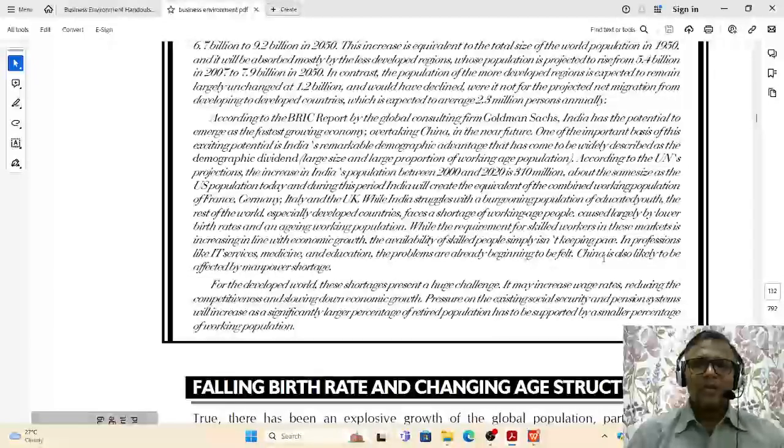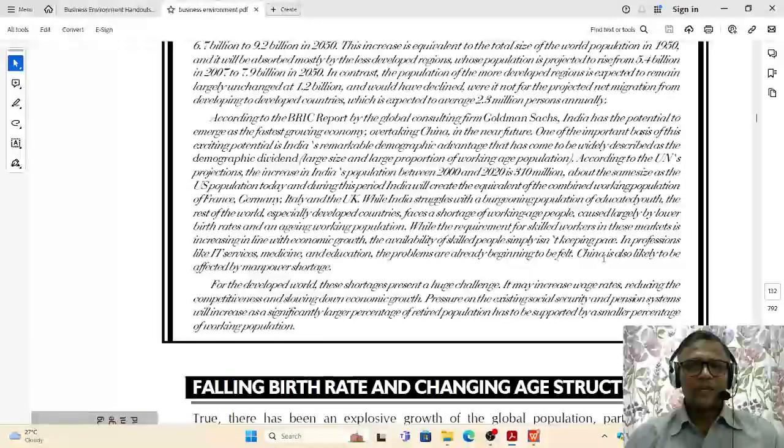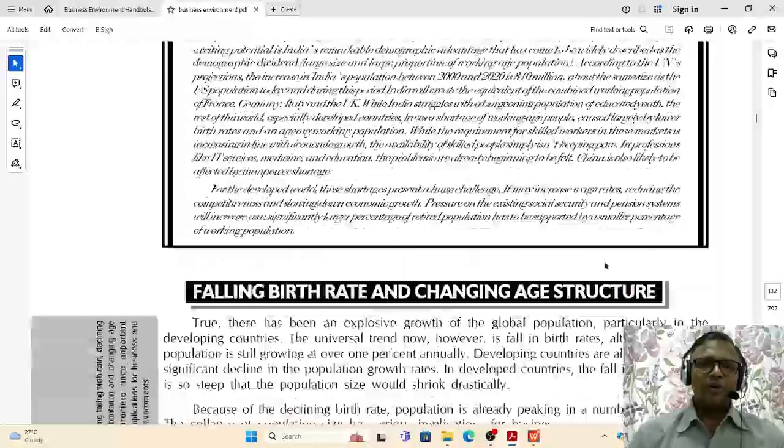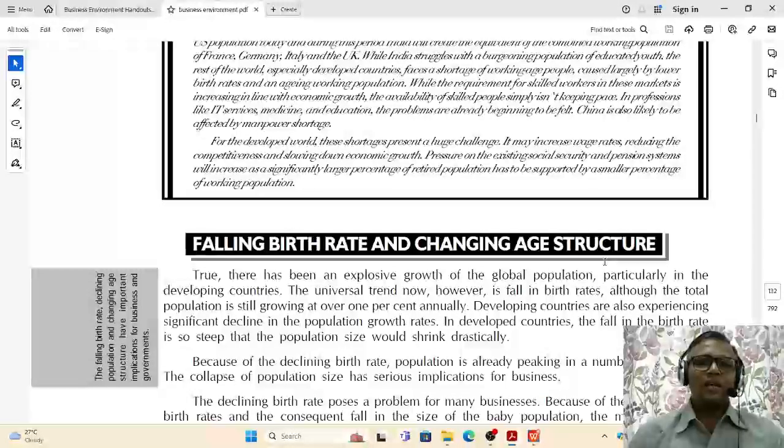And during this period, India will create a workforce equivalent to the combined working population of France, Germany, Italy, and the UK. While India struggles with a burgeoning population of educated youth, the rest of the world, especially the developed countries, faces a shortage of working population, caused largely by lower birth rates and aging working populations. While the requirement for skilled workers in these markets is increasing in line with economic growth and advances, the availability of skilled people simply isn't keeping pace.